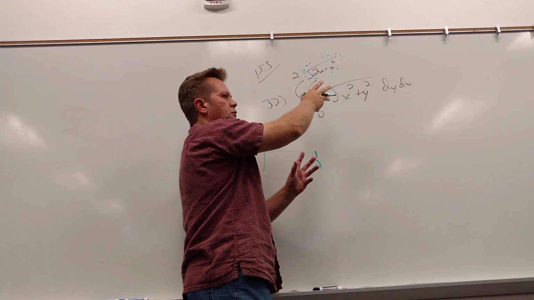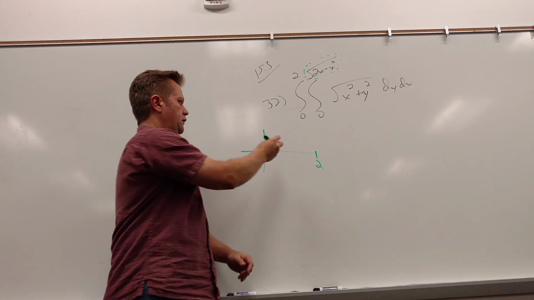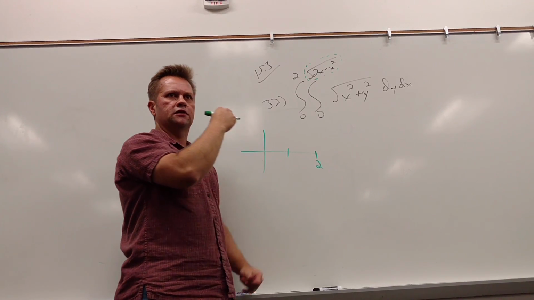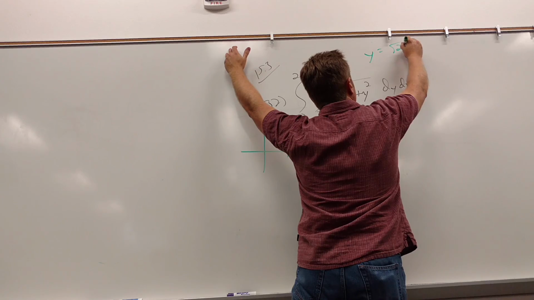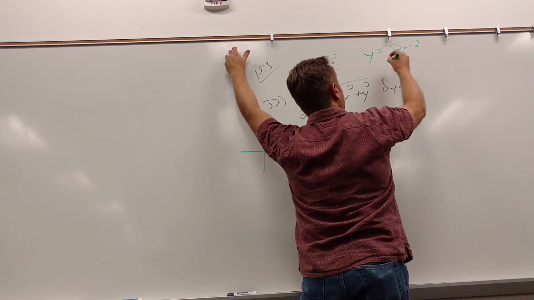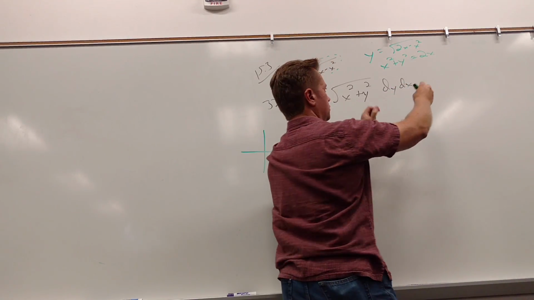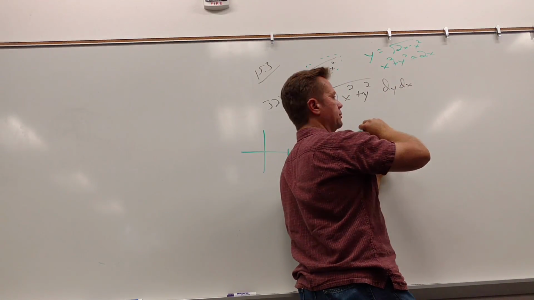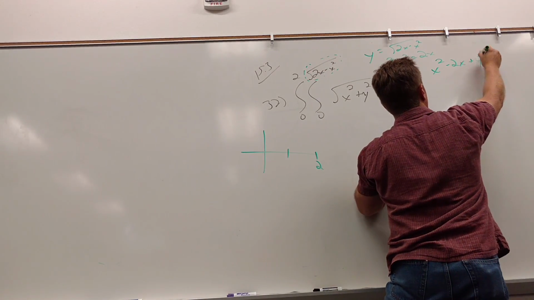But just to be sure about exactly what this thing looks like, I don't know if this is the center. So this is y equals this, right? So y squared plus x squared equals 2x. Is that cool? Okay. And then x squared minus 2x plus y squared equals 0.